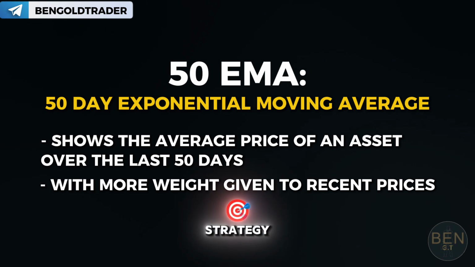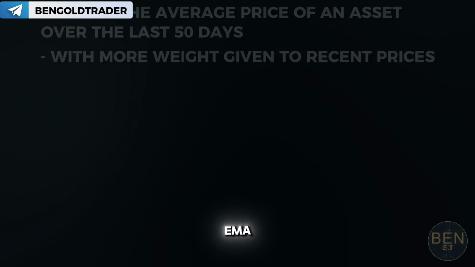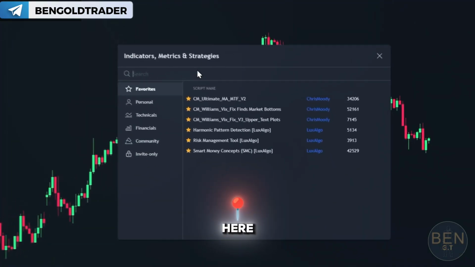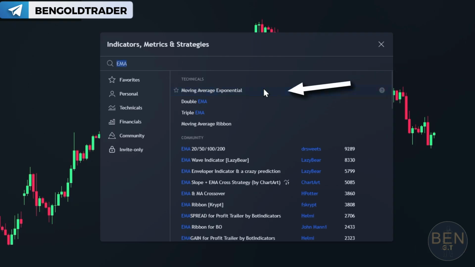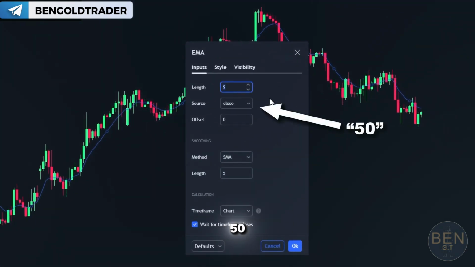To apply this strategy, all we need to have on the screen is just a price chart and the 50 EMA. To do that, pick the chart you want to analyze and click Indicators. Here, we look for EMA. We open it and go to Settings and set it to 50.